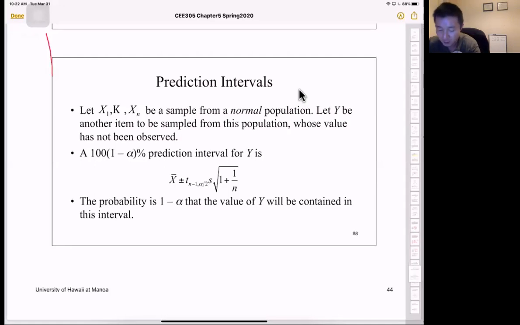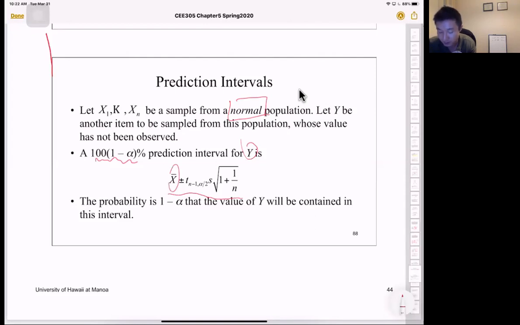So if X1, X2, ..., Xn is a sample from a normal population, again, this is one of the prerequisite requirements, and Y is another item to be sampled from the same population whose value has not been observed. Y is a future value. Then for any prediction interval for Y, we use this equation. This is the sample mean value of X.